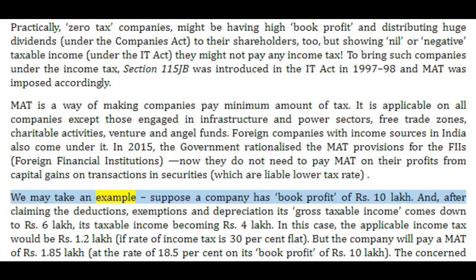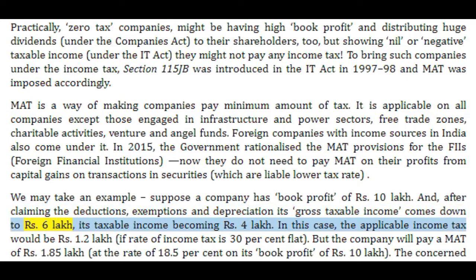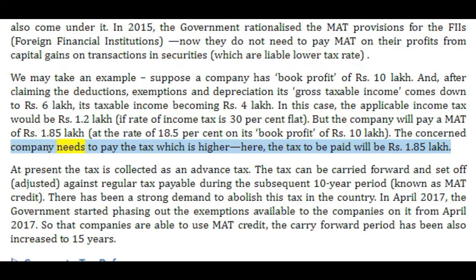We may take an example. Suppose a company has book profit of 10 lakh rupees. And, after claiming the deductions, exemptions, and depreciation, its gross taxable income comes down to 6 lakh rupees, its taxable income becoming 4 lakh rupees. In this case, the applicable income tax would be 1.2 lakh rupees if rate of income tax is 30% flat. But the company will pay a MAT of 1.85 lakh rupees at the rate of 18.5% on its book profit of 10 lakh rupees. The concerned company needs to pay the tax, which is higher. Here, the tax to be paid will be 1.85 lakh rupees.